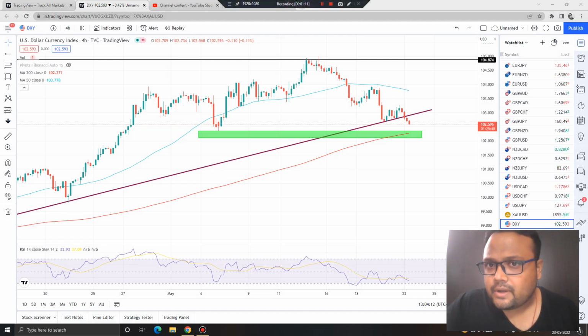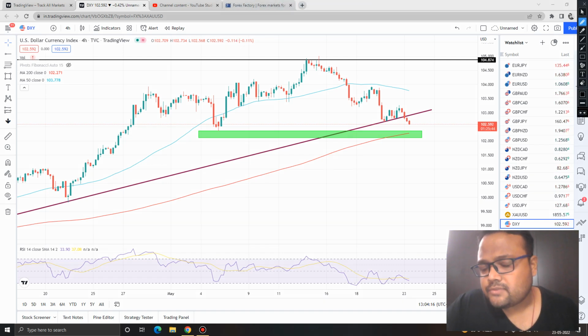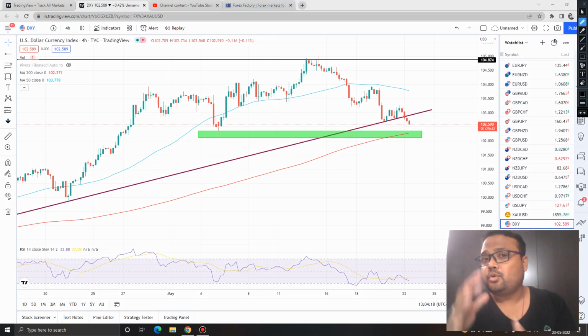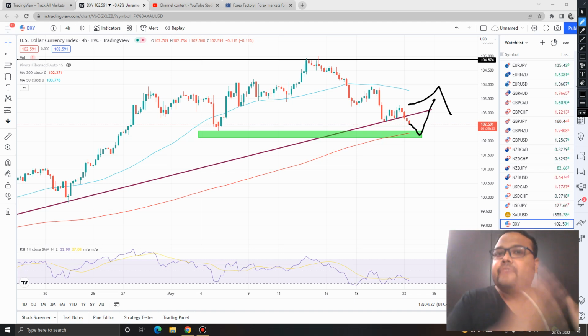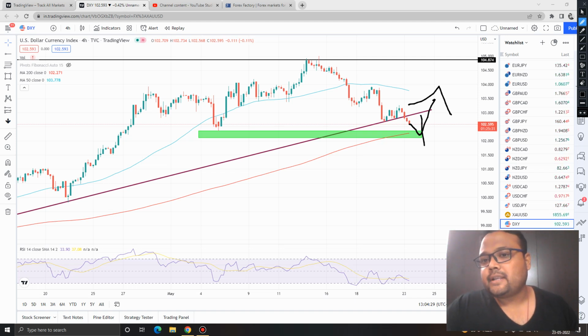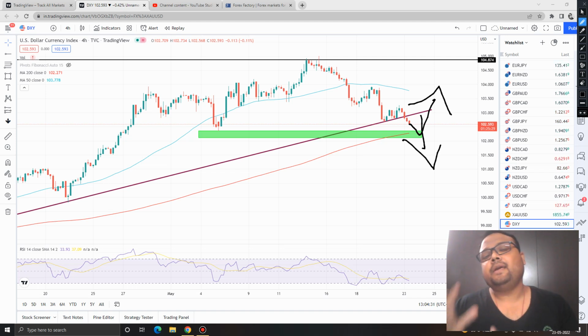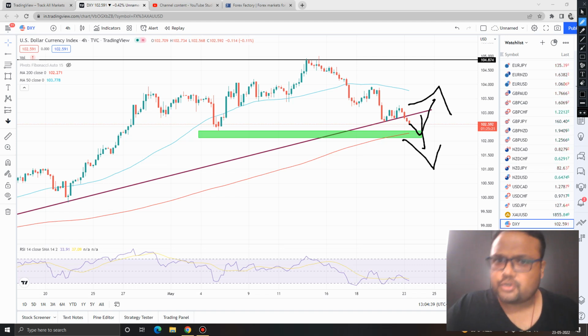As you can see right now, selling is going on. If DXY bounces from 102.40, 102.30, then again DXY will be in an uptrend. But if DXY fails to hold the support and starts going down further, then yes, there will be further downside and there may be a complete trend reversal on the chart of DXY or US dollar. So please keep one eye on DXY.